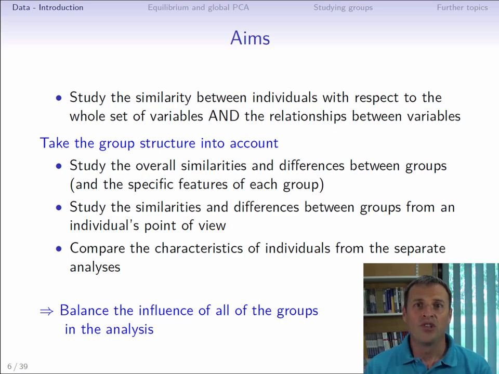Before we go on, a crucial point in multi-table analysis is that of equilibrium of the information. One group's information should not overwrite or mask information provided by other groups. So we have to try to balance the information provided by each group. We'll see in the next video which criterion to use to balance the groups in the MFA, and we'll also see that this balancing act can be achieved by simply weighting the variables.